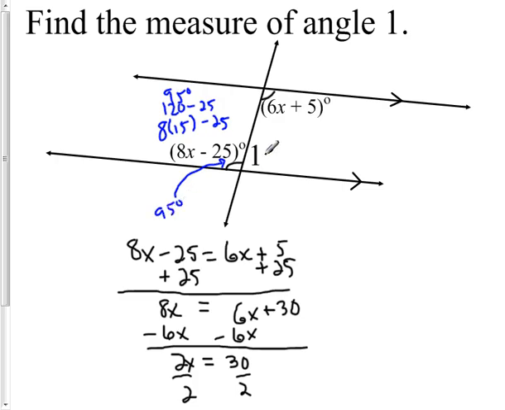Okay, so to figure out angle 1 then, these two have to add up to 180. So I would do 180, take away 95, and I'm left with 85 degrees. So angle 1 is 85 degrees. All right, so there's a few examples using parallel lines and transversals. This is probably what some of your homework problems are going to look like.